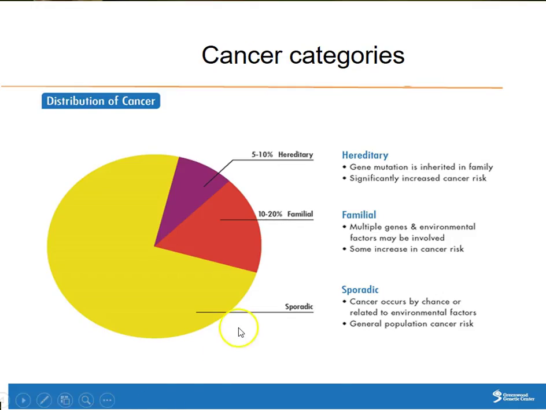Here is a diagram. The vast majority of cancer is sporadic, which means just something bad happened. About 10 to 20% are familial, which means there's probably some genes, but we're not really sure what they are. And then this small sliver is the hereditary cancers, the BRCA genes and so on.